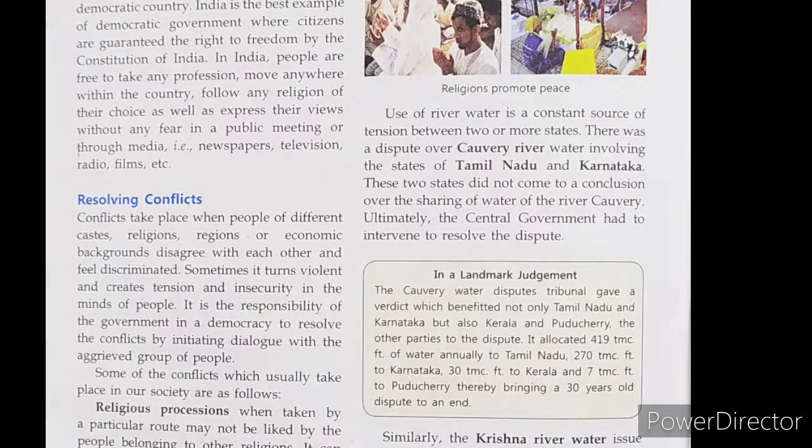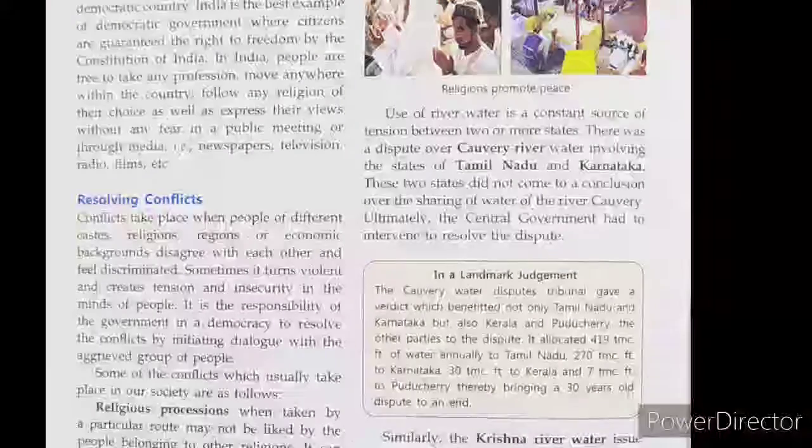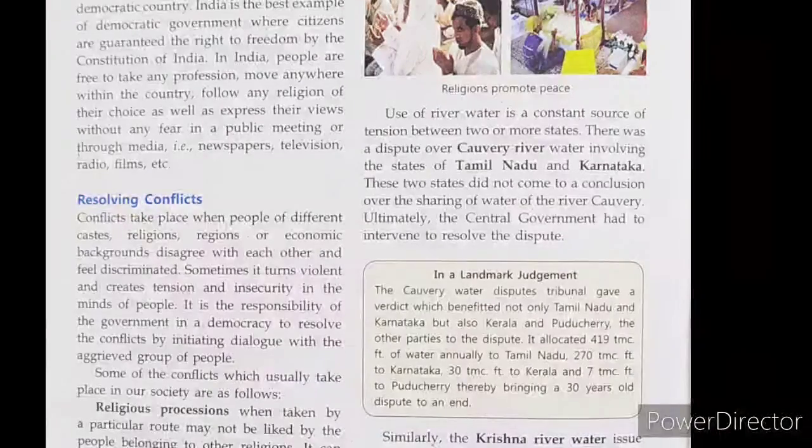Sometimes some groups use violent methods against others. So here the role of police is important. Use of river water is a constant source of tension between two or more states. Water conflicts such as the Kaveri dispute divide every segment of our society: political parties, states, regions, sub-regions within a state, districts, castes and individual farmers.